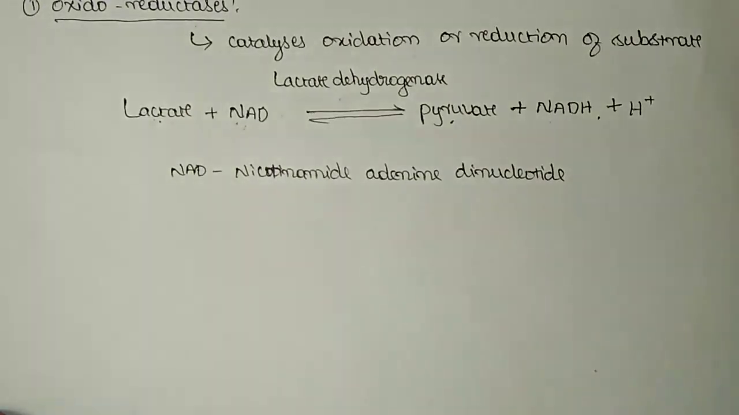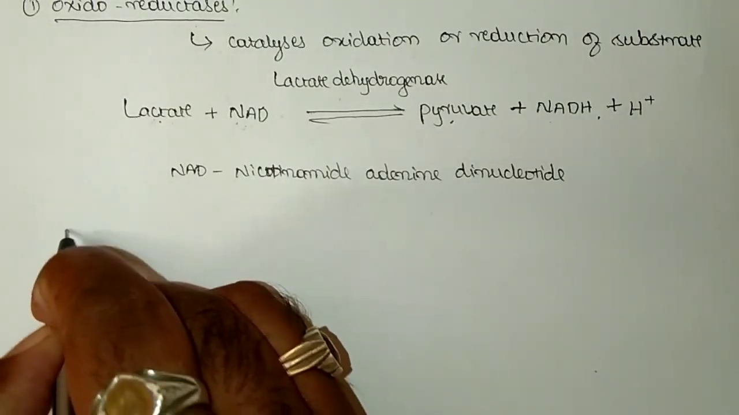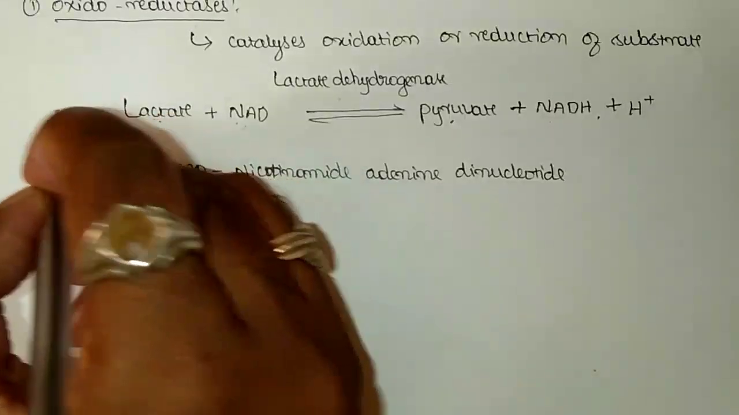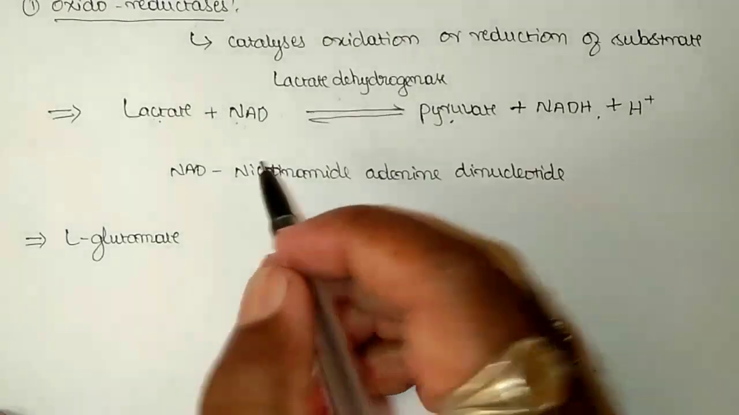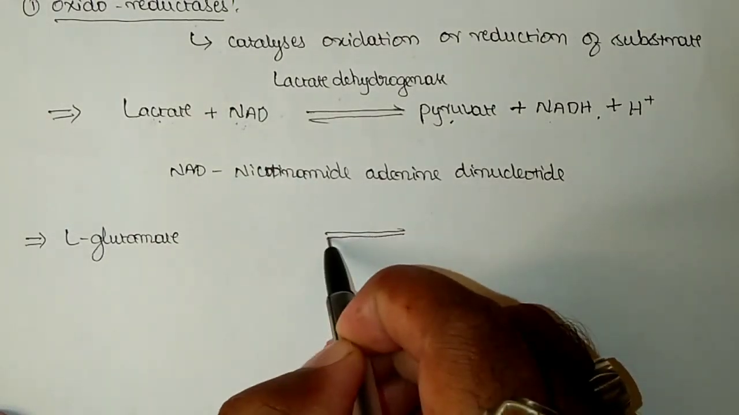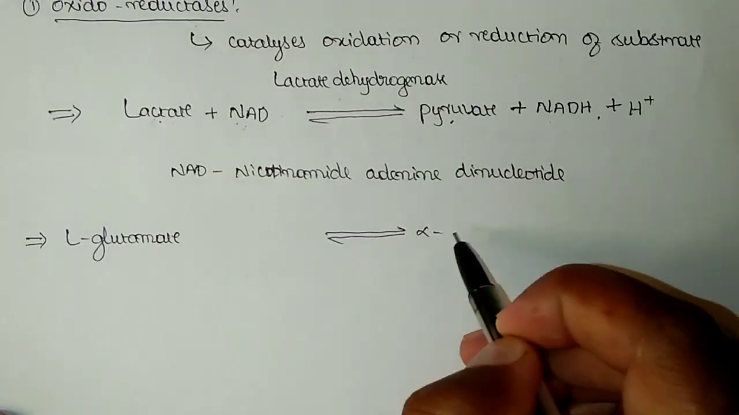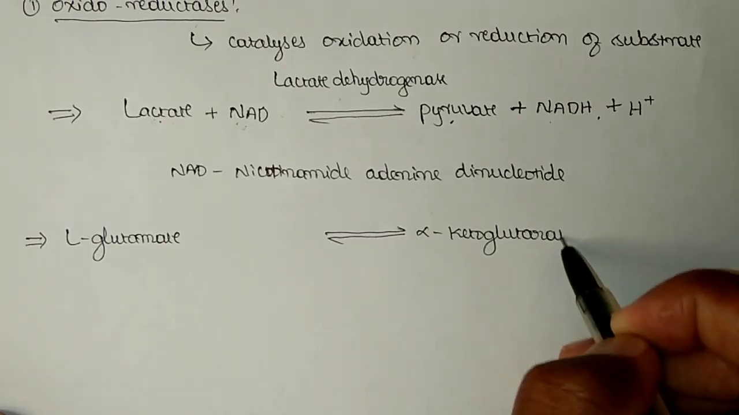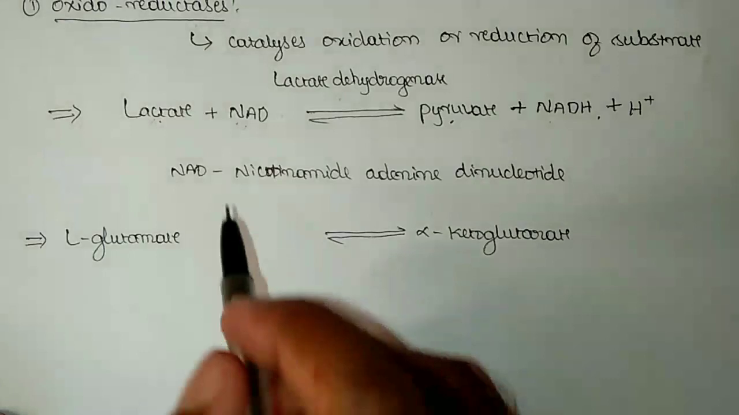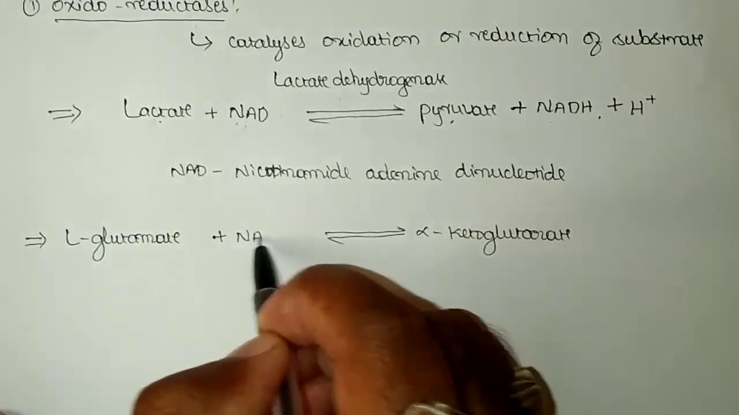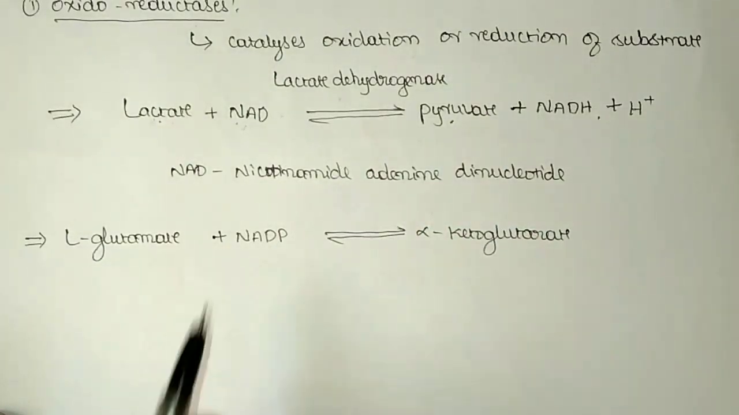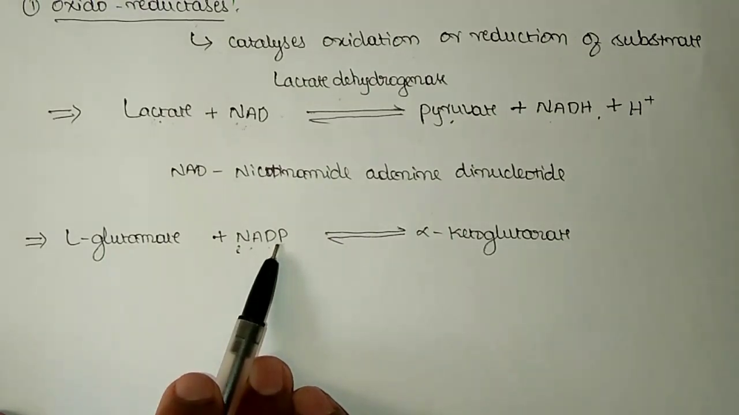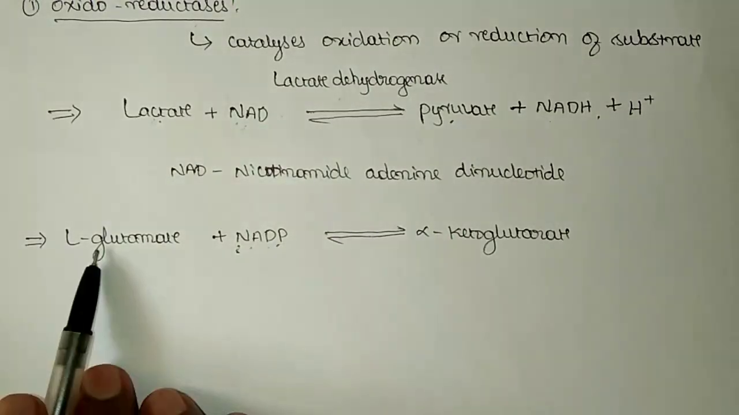And similarly, we can take one more example. Let us consider L-glutamate, and this L-glutamate reversibly changes into alpha ketoglutarate. Here the receptor molecule used is NADP, that means nicotinamide adenine dinucleotide phosphate. P accounts for phosphate.